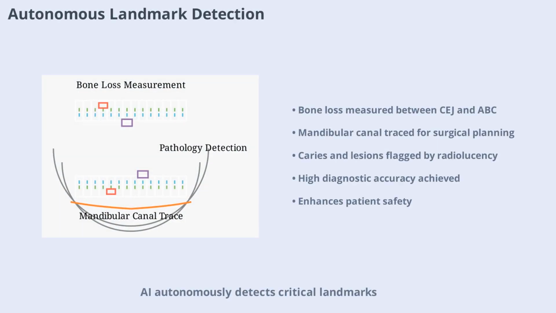AI autonomously detects critical landmarks and pathologies in panoramic radiographs. For periodontitis, it measures the distance between the cemento-enamel junction and alveolar bone crest, quantifying bone loss and classifying it as horizontal or vertical. It traces the mandibular canal for surgical planning, alerting clinicians to nerve proximity risks. AI also flags caries and periapical lesions by identifying subtle radiolucencies, achieving high diagnostic accuracy. These capabilities streamline diagnosis and enhance patient safety.